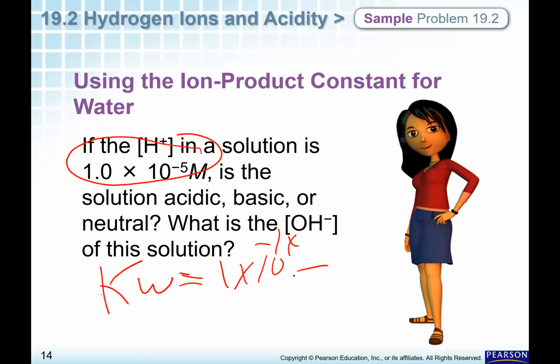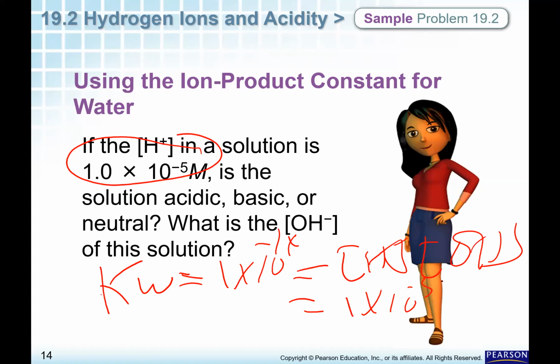All right, and that is equal to the concentration of H plus times the concentration of OH minus, and that is equal to 1 times 10 to the minus 5 times the concentration of OH minus, and that is still equal to 1 times 10 to the minus 14. When you rearrange the equation for OH minus, the answer will be 10 to the minus 14 divided by 1 times 10 to the minus 5, which in that case is equal to 10 to the minus 9.